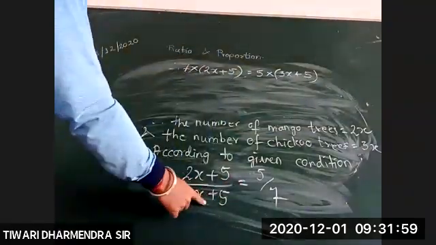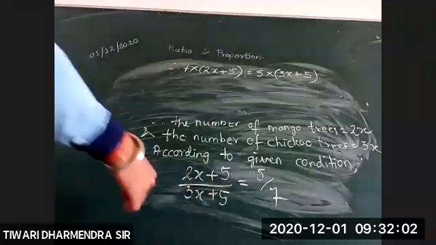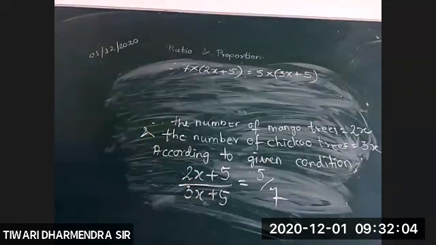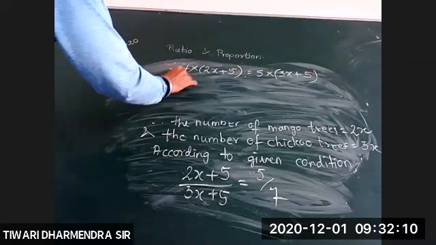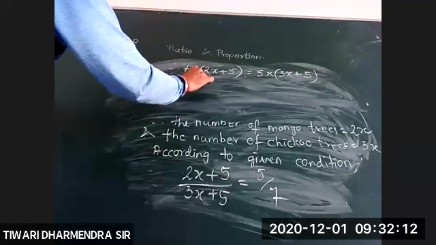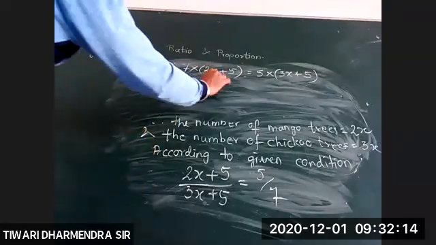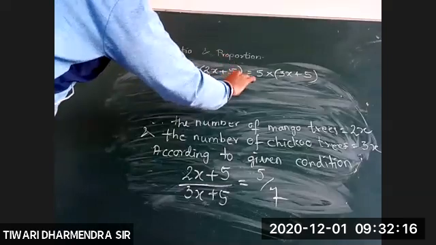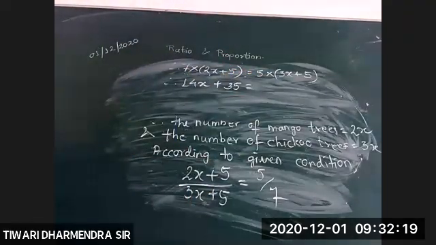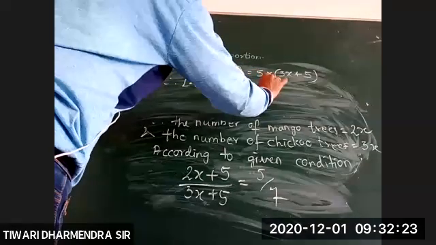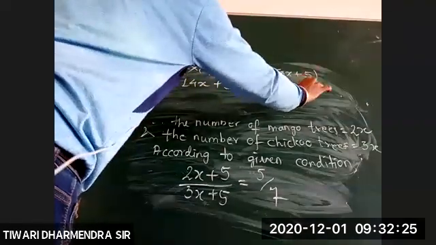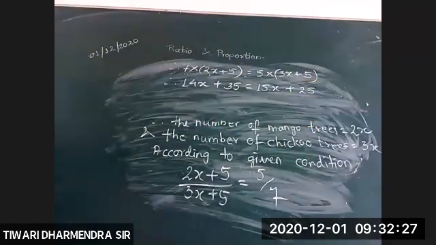The term which is present in the denominator on the left hand side, when taken to the right hand side, will become multiplication. Now open the bracket. What you will get? 7 2s are 14x plus 7 5s are 35 is equal to 5 3s are 15x plus 5 5s are 25. Hope this is okay.